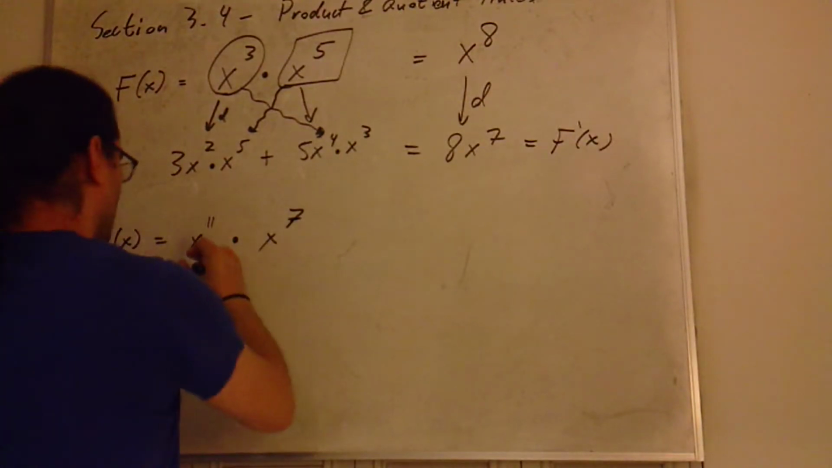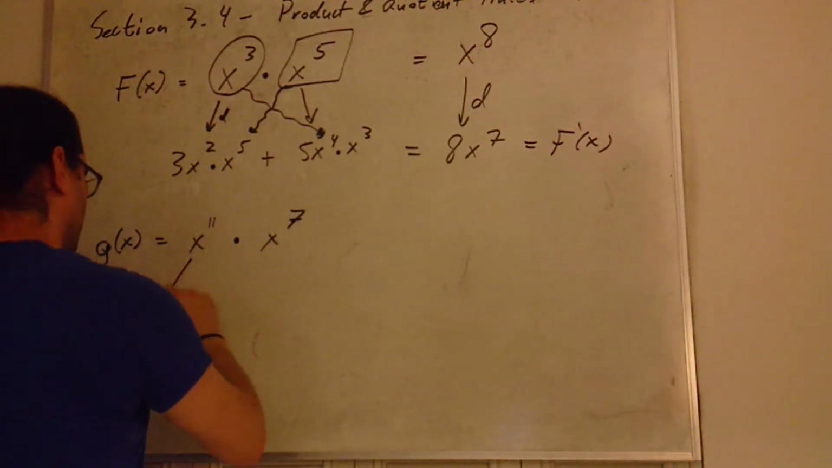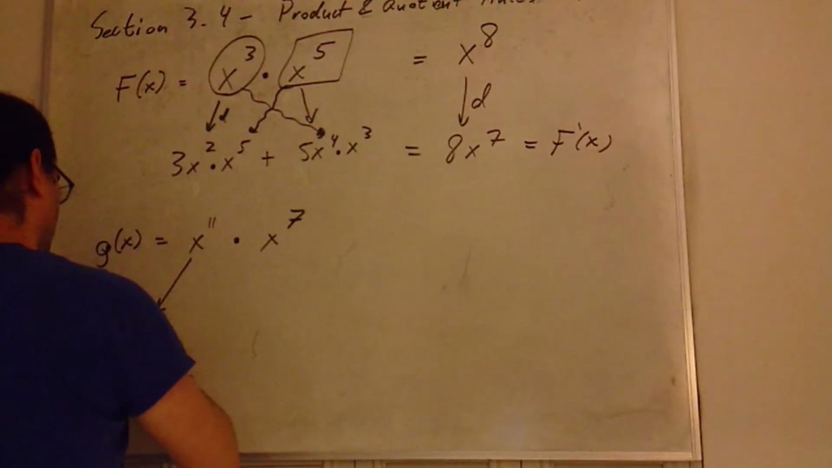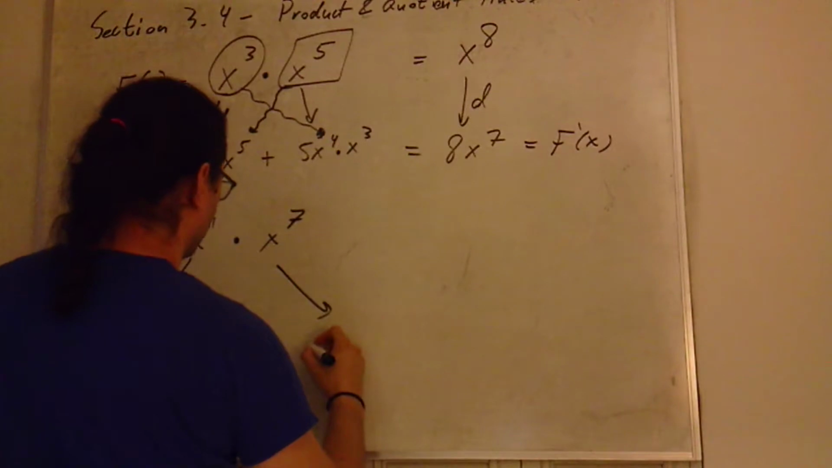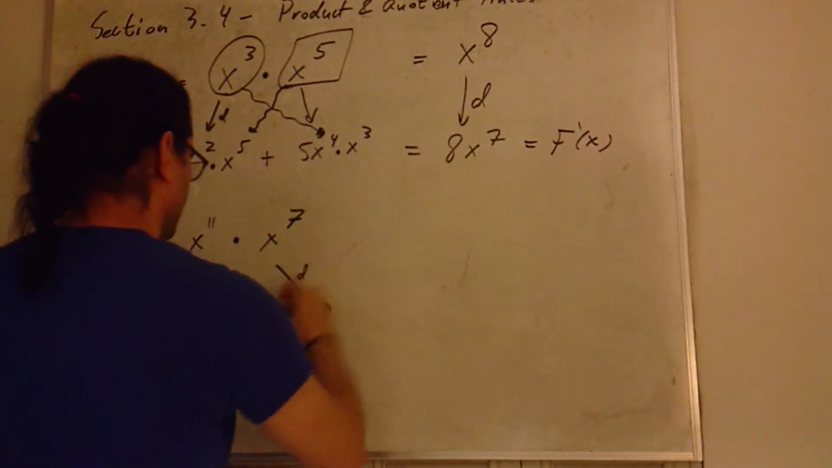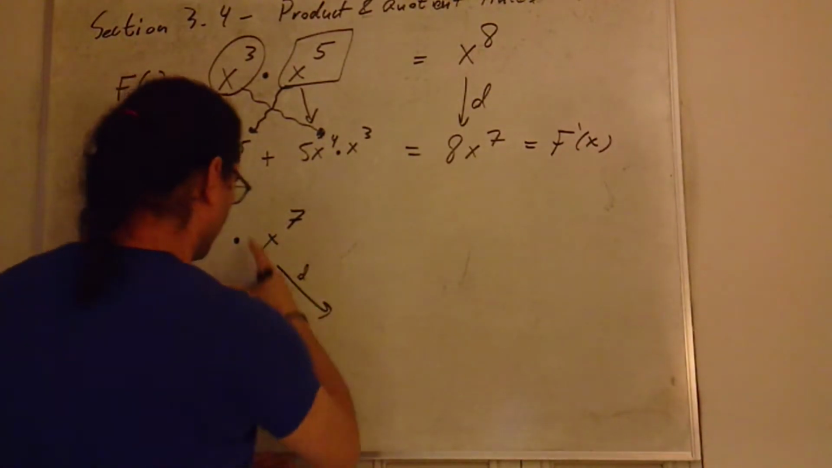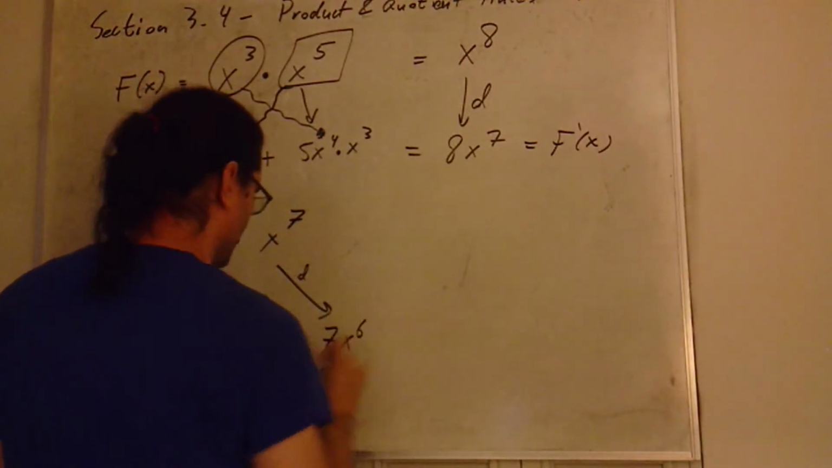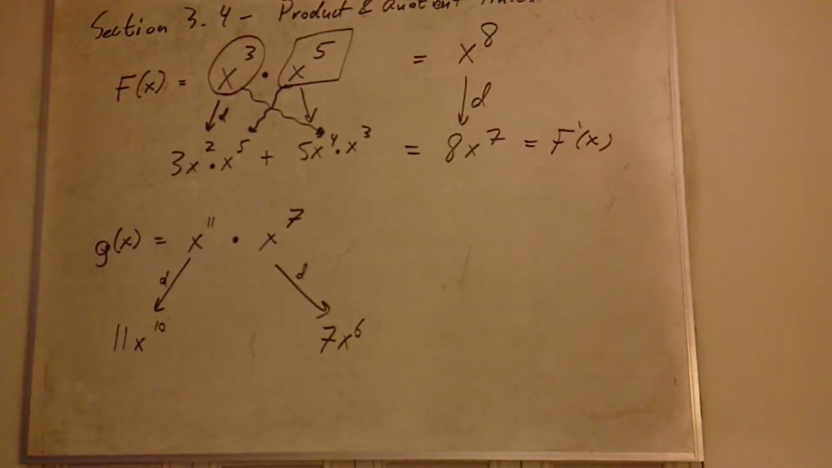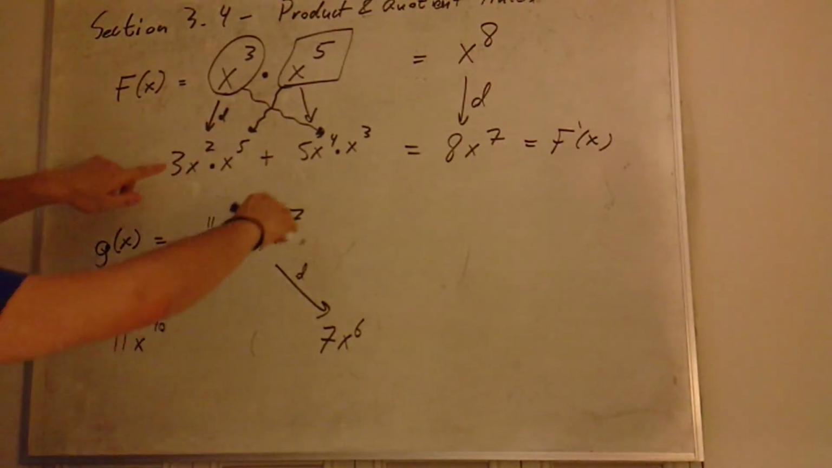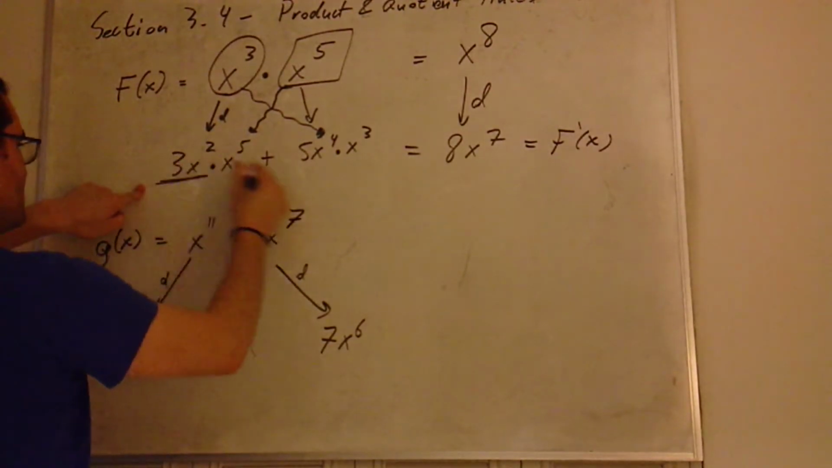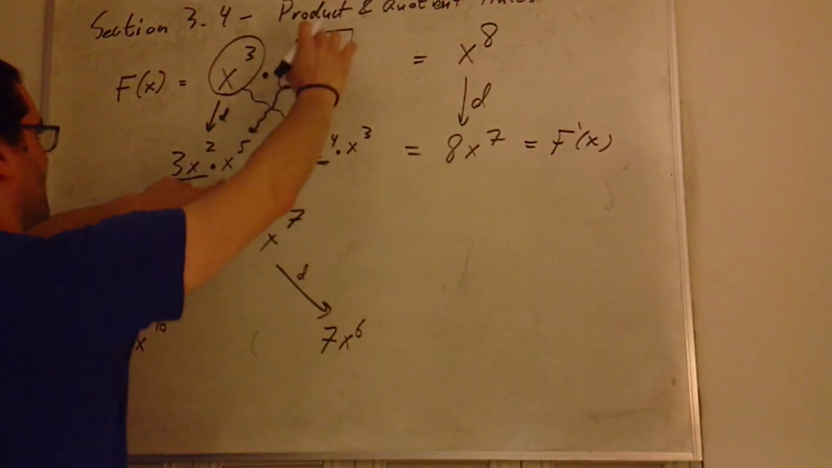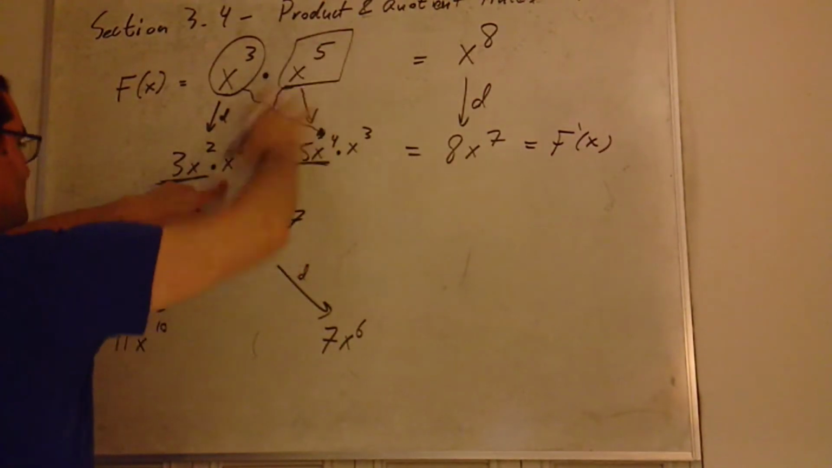If I take the derivatives of these things individually, the derivative of x to the 11th should be 11x to the 10th. Derivative of x to the 7th. These straight arrows are derivatives. Derivative of x to the 7th should be 7x to the 6th. If I'm going to utilize this same technique, I have to multiply each of these derivative pieces by the other part of the original function.